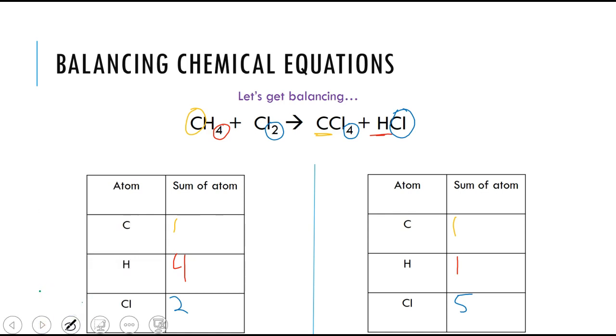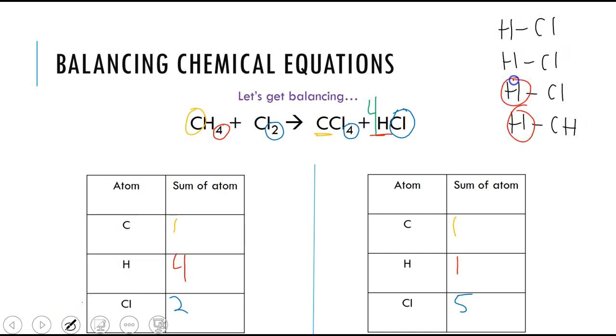Let's begin to balance using the coefficients. I would start off, as carbon is already balanced, let's start off with the hydrogens. On the left we have 4, on the right we only have 1. So if we put a large 4, a coefficient at the front of hydrochloric acid, the HCl, we now have 4 lots of HCl, which looks like this. We have 1, 2, 3, 4, which makes us have 1 hydrogen, 2 hydrogen, 3, 4. We now have 4 hydrogens.